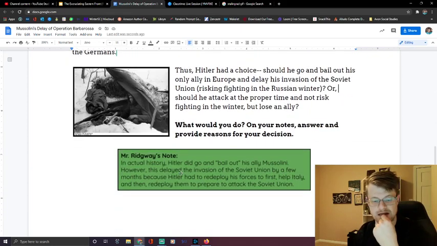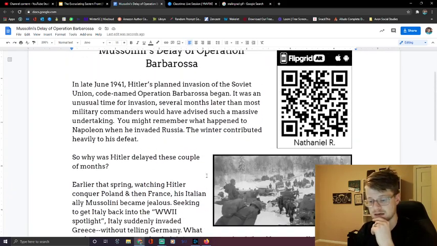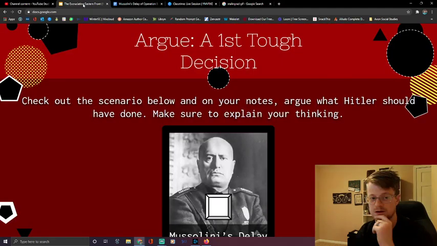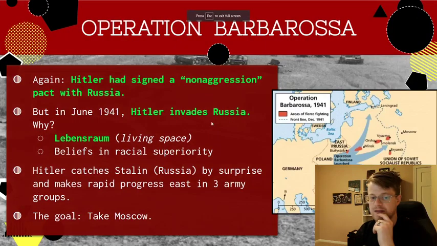So it says, in actual history, Hitler did go and bail out his ally Mussolini. However, this delayed the invasion of the Soviet Union by a few months because Hitler had to redeploy his forces to first help Italy and then redeploy them again to prepare to attack the Soviet Union. And so voila, Hitler has lost a couple of months, and tick, tick, tick, tick, tick, the Russian winter is coming along.